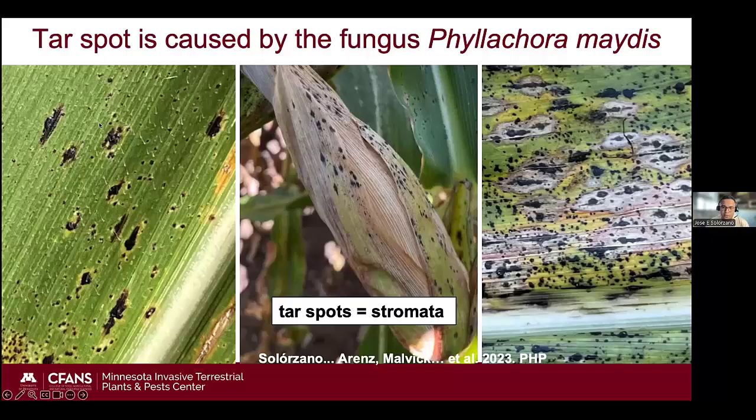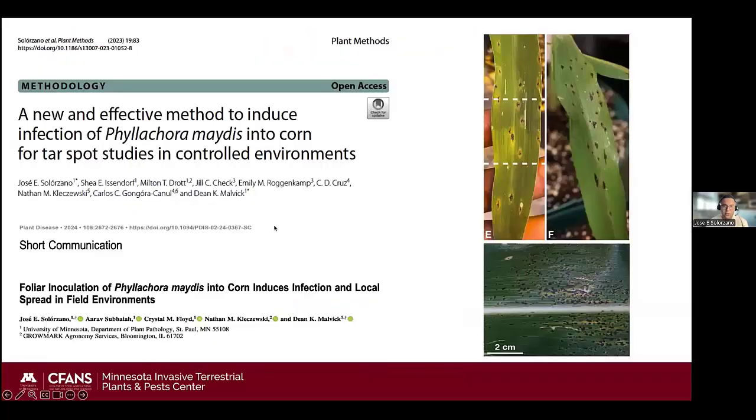So in my research, in my journey to understand tar spot of corn and the environmental conditions required by this fungus to produce this disease, and also to understand how this pathogen infects corn and if it has the capacity to infect other hosts or other plants, we developed inoculation methods in my lab here at the University of Minnesota. We developed two different types of inoculation methods. And what I mean by inoculation methods is methods where we use spores of a fungus to infect corn plants.